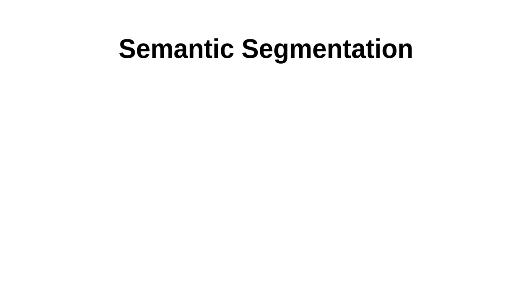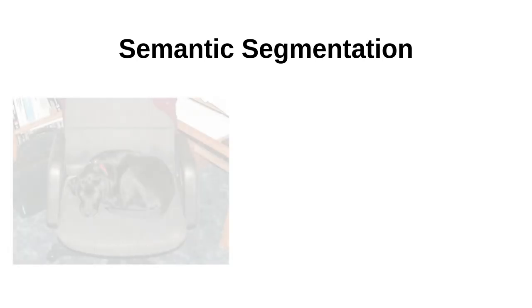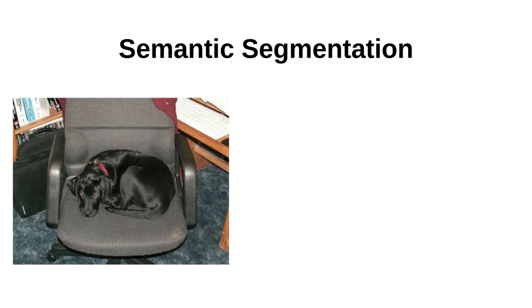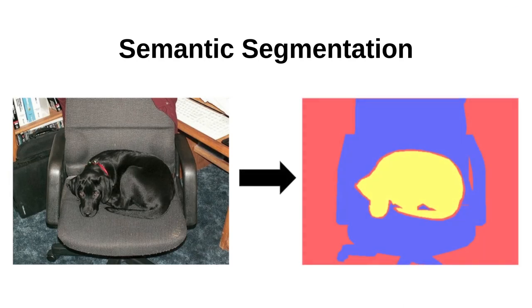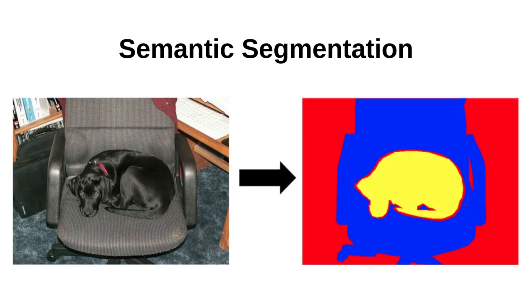Semantic segmentation is an important task in computer vision. It is the process of classifying each image pixel into a class label. Semantic segmentation helps the computer to understand the environment in which it is operating. Its applications include self-driving cars, medical image analysis, and many more.